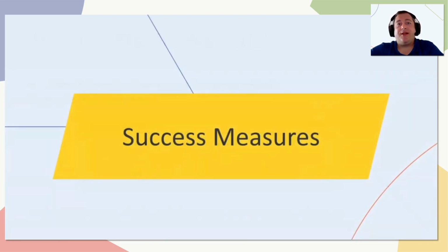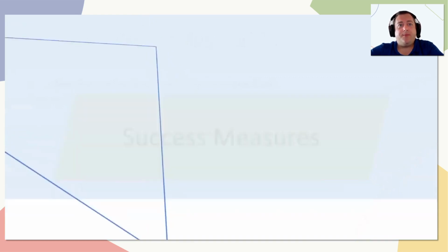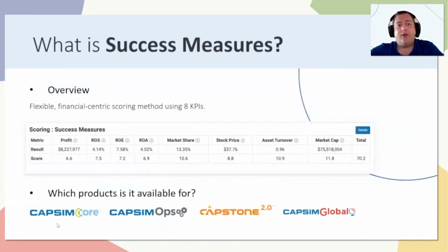The next method I'd like to talk about is the success measures. And we've already talked about a comprehensive method in the scorecard, a simple method with the star scoring. The success measures are our most flexible scoring method, which is why you're going to see it's available in all of our newest simulations: Capsum Core, Capsum Ops, Capstone 2.0, and Capsum Global.